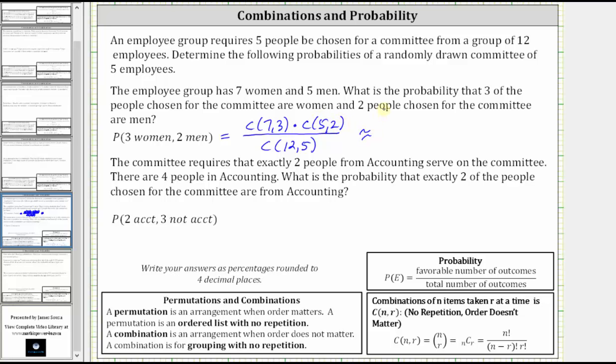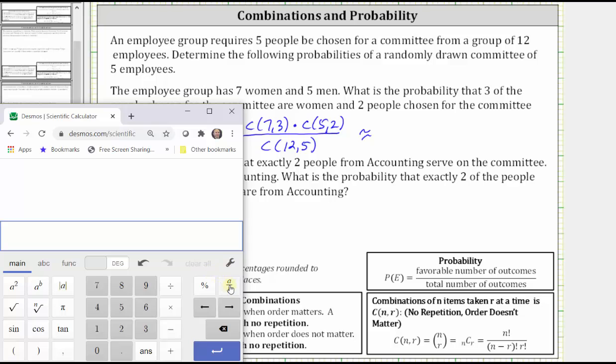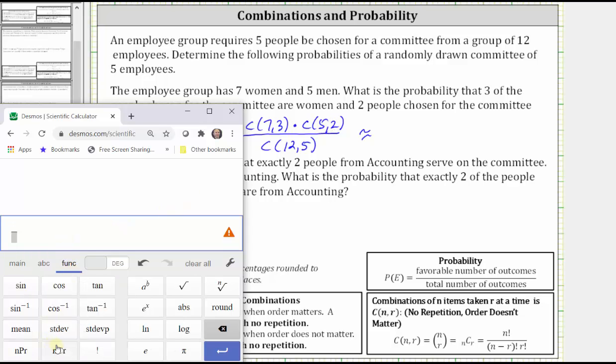And now let's evaluate this on the calculator, and we are told to give the answer as a percent rounded to 4 decimal places. Let's go ahead and click on the fraction key here, and I'll enter the numerator of 7 choose 3 times 5 choose 2. Click Functions, click NCR, enter 7, 3, close parenthesis, times NCR 5, 2, close parenthesis. We can either tab from the keyboard or click in the denominator and enter 12 choose 5.